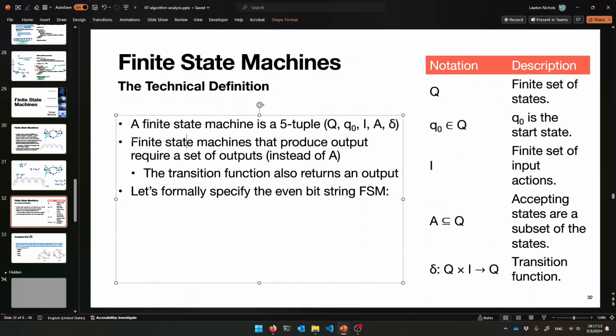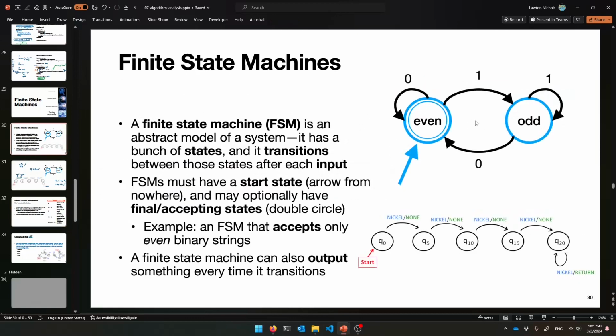Finite state machines might also need, if you produce output, a set of outputs instead of A, maybe. Sometimes they do that, so it could still be a 5-tuple. But sometimes there are accepting states and outputs, who knows? So you might need extra things, but there is a concept of a transition function, and that will need to give you back something in addition to taking you somewhere else. I'm about to explain this. But let's formally specify our even bit string finite state machine, this one.